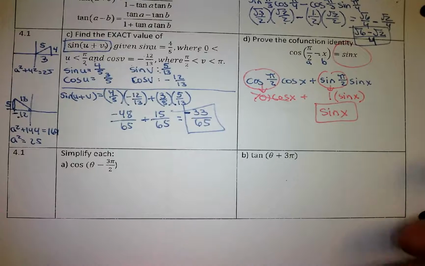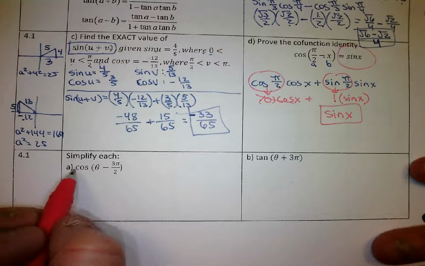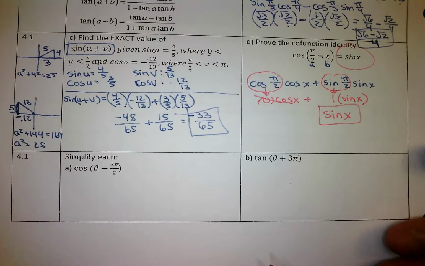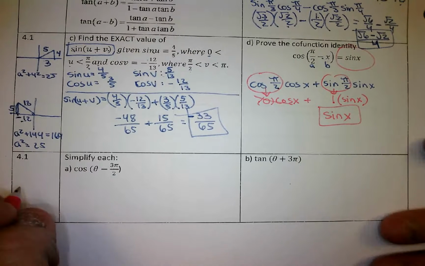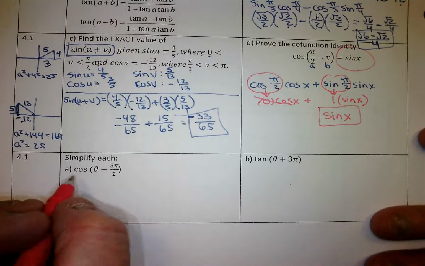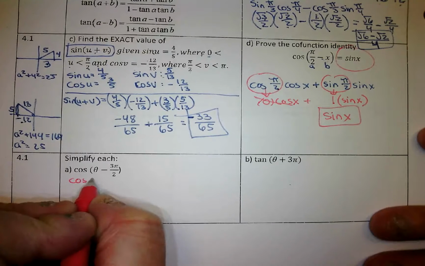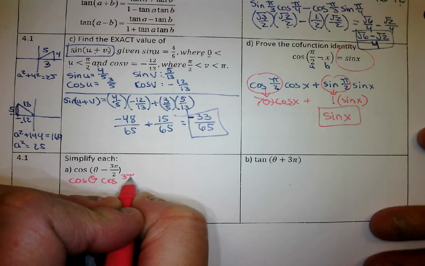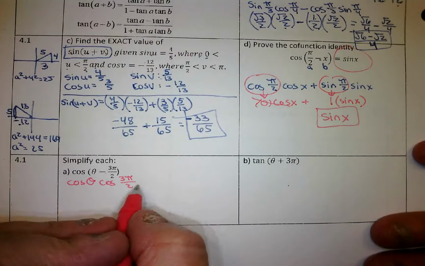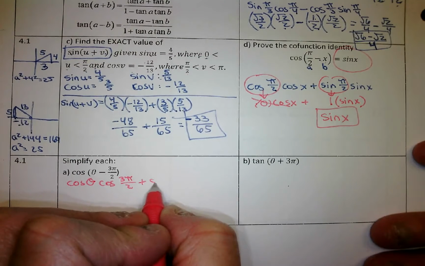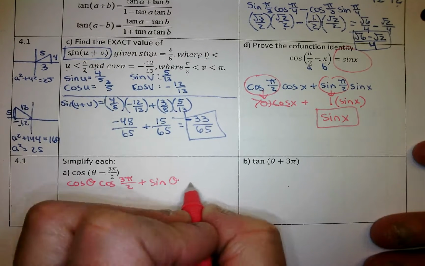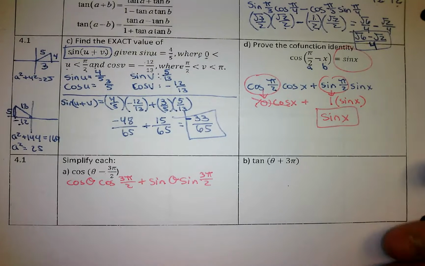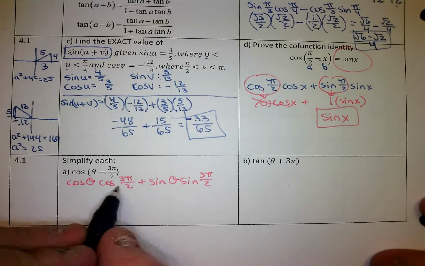So it's cosine of theta minus 3 pi over 2. So we're going to use our difference identity for cosine. So we're going to wind up with cosine of A times cosine of B, and remember we don't need that negative sign, that's just telling us which one to use, plus sine of A times sine of B. So cosine of theta is going to stay cosine of theta.